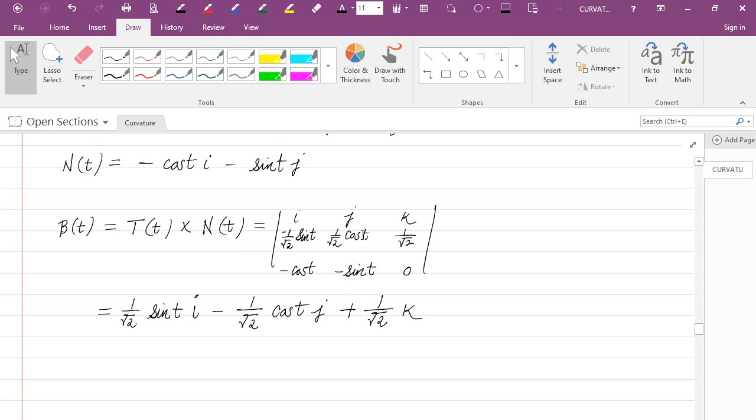And if we take the cross product here, then what we end up with is 1 over root 2 sine t i minus 1 over root 2 cosine t j plus 1 over root 2 k. So let me just show you how I get the coefficient of i here. To get the coefficient of i, we look at the determinant of this 2 by 2. So this times this would be 0 minus this times this, which is 1 over root 2 times sine t at the end. Okay, so that's B of t.